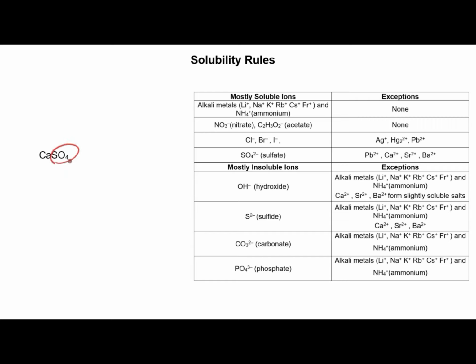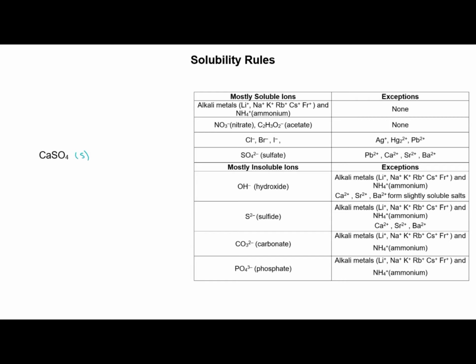My anion is sulfate. So I do have a rule for sulfate salts. Sulfate salts are mostly soluble, but calcium is an exception. So that means that calcium sulfate is an insoluble salt. I am just going to put an S after calcium sulfate to indicate that's insoluble. If this is formed in solution, it's going to precipitate out as a solid.